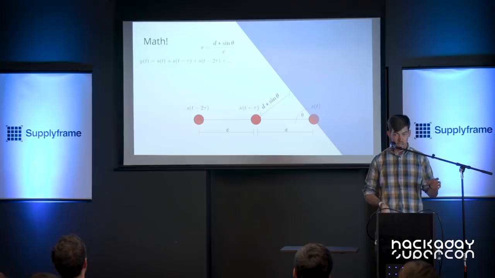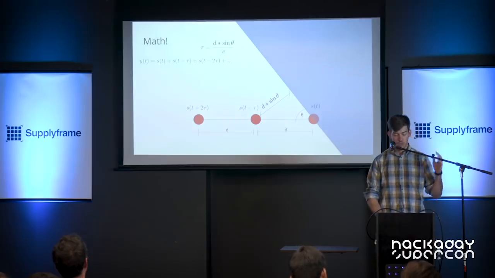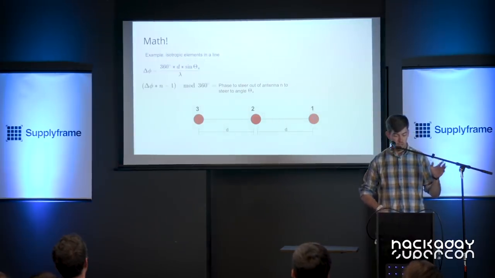Now, for the transmit case, what we want to do is decide what theta we would like to steer the beam in a particular direction. And so in this case, y of t is our goal that we're trying to generate, and S of t is this wave we're transmitting out of each of these ports. So we're going to skip some of the simplification and go straight to the formula, which is this.